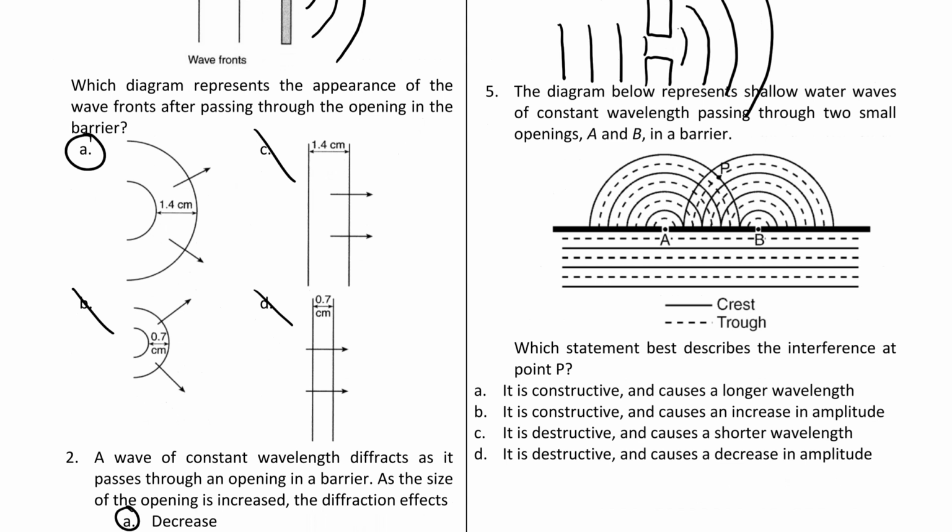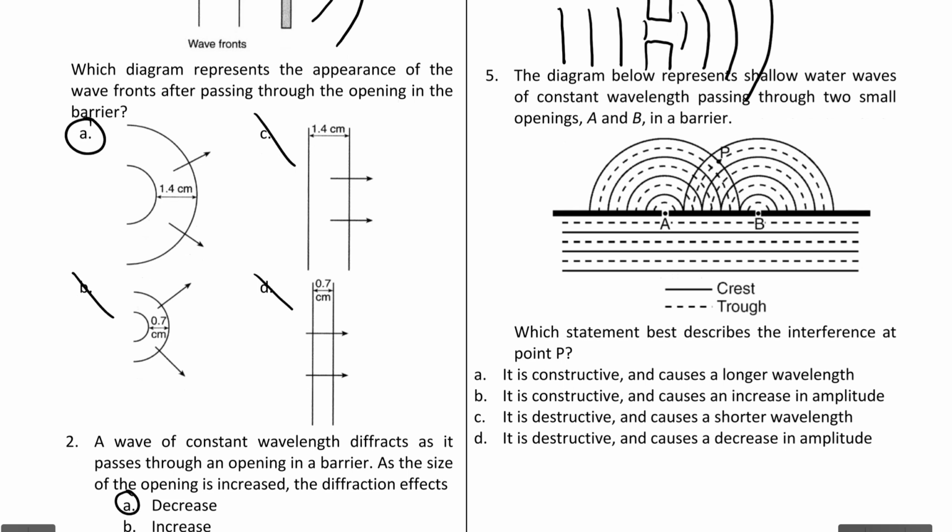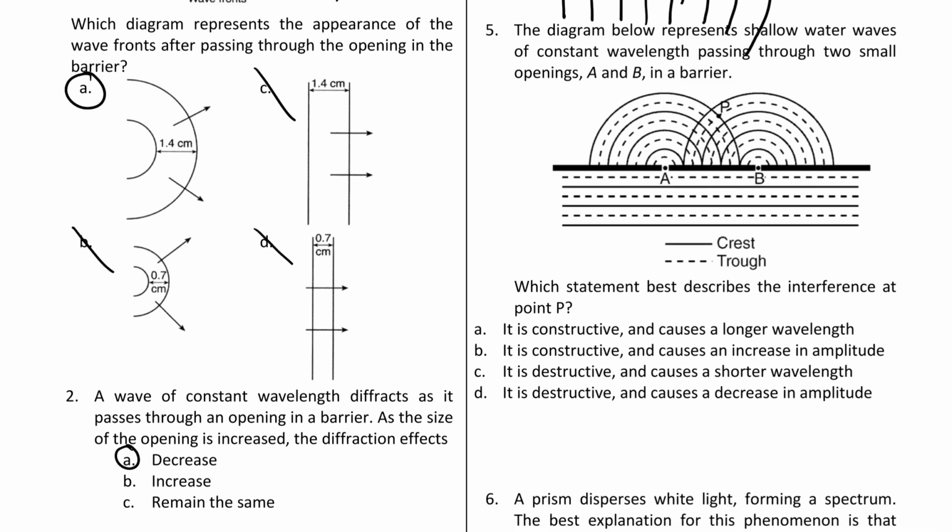Number 5. The diagram below represents shallow water waves of constant wavelength passing through 2 small openings, A and B, in a barrier. So this is meant to showcase Thomas Young's double slit experiment, and how, yes, with water waves, you can clearly see with your eyes that there's going to be this interference pattern. And then when you do the same experiment with smaller openings and you shine light through it, you get the same kind of interference pattern instead of just two bands of light. So that's kind of where we're going with this. That's why we're talking about water. It's like, oh, I thought this was the electromagnetic spectrum unit. It comes up again. So which statement best describes the interference at point P?